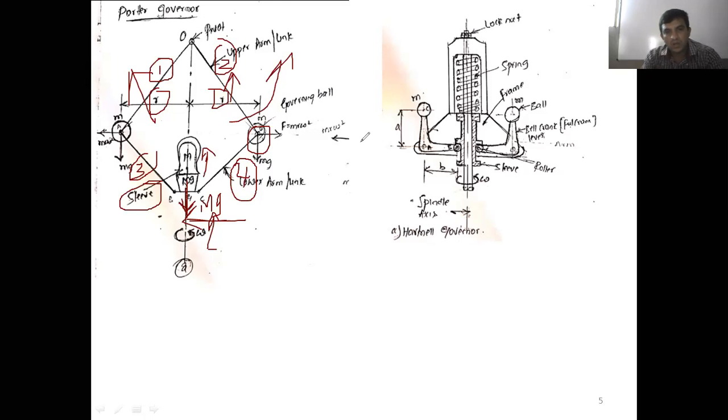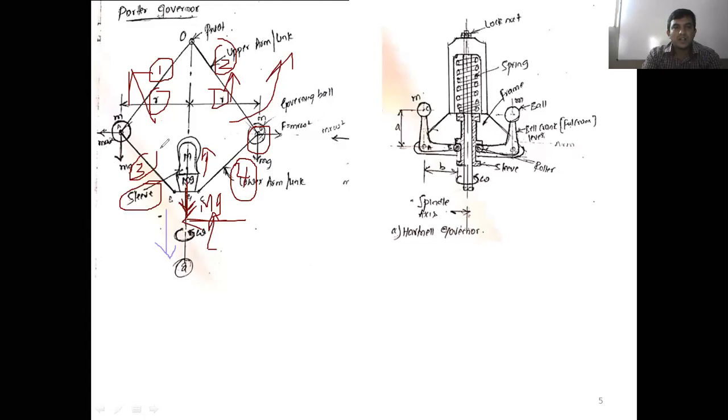Once the throttle valve closes, the amount of fuel supply is less. Less fuel supply means the power generated by the engine is less. Once power is less, the speed at which the engine shaft rotates is also less, so the speed of the engine is less. What happens? That is attached to the governor shaft, so the governor shaft also rotates at less speed. Once the governor shaft rotates at less speed, what happens?